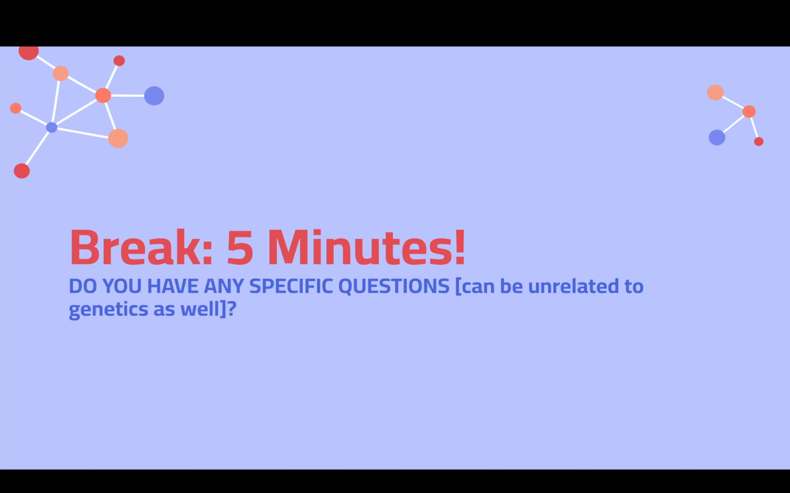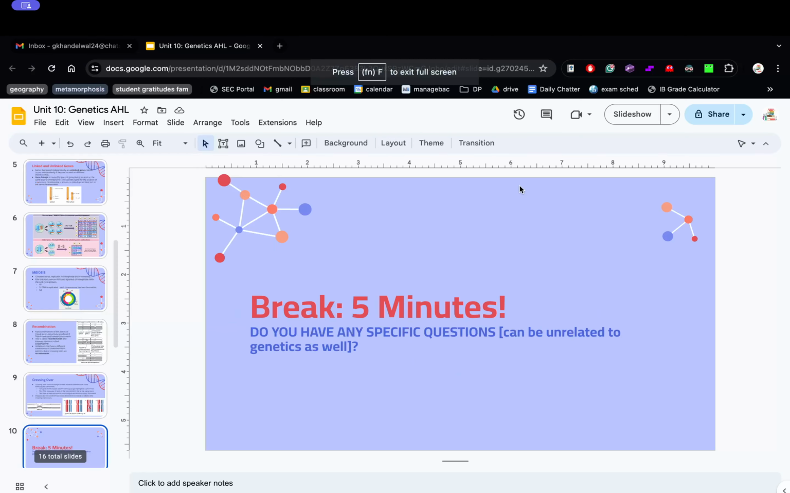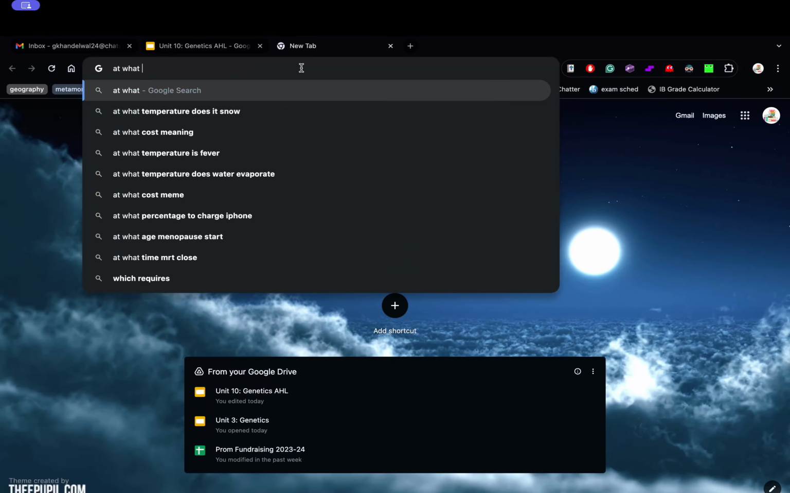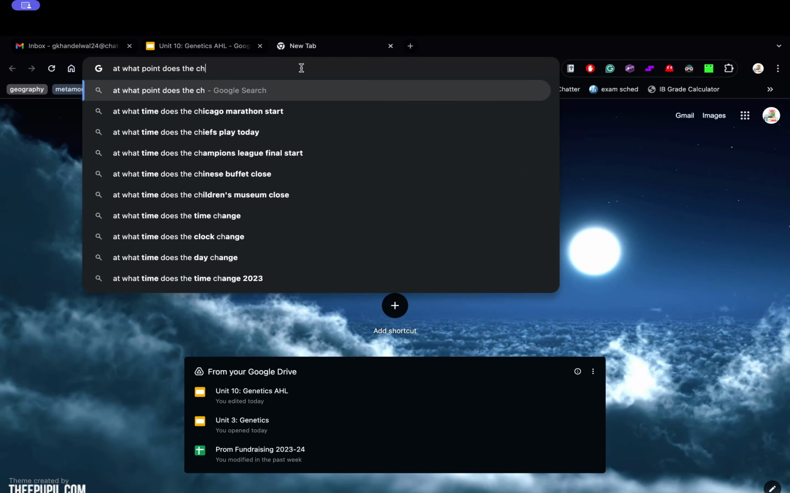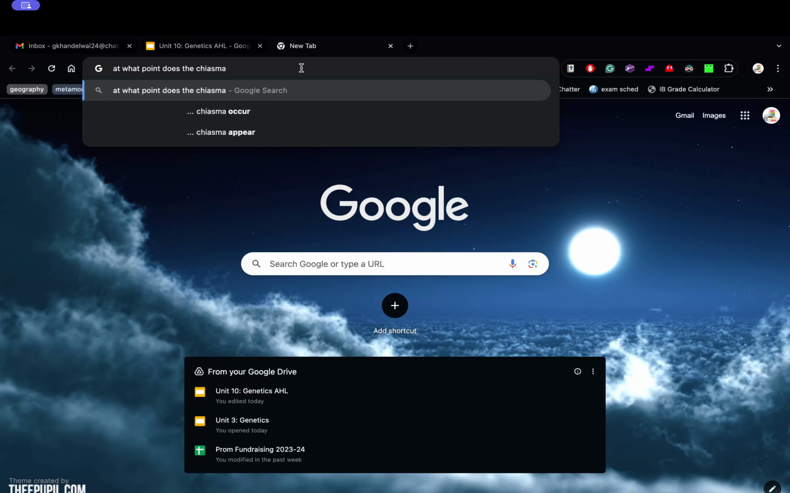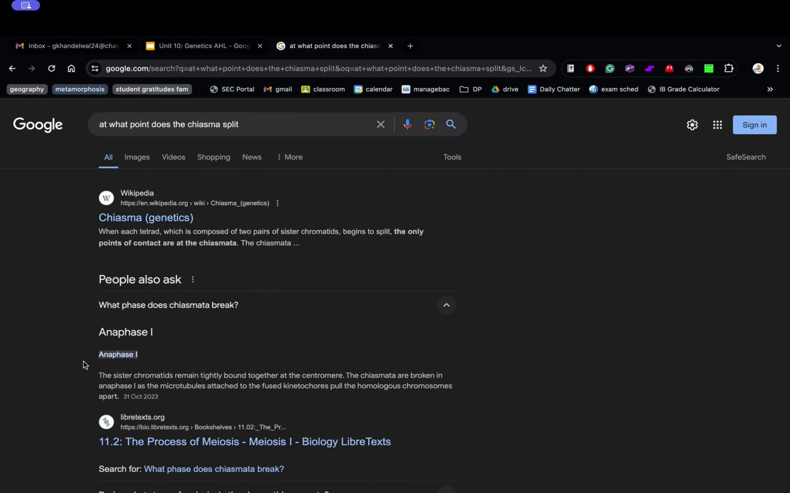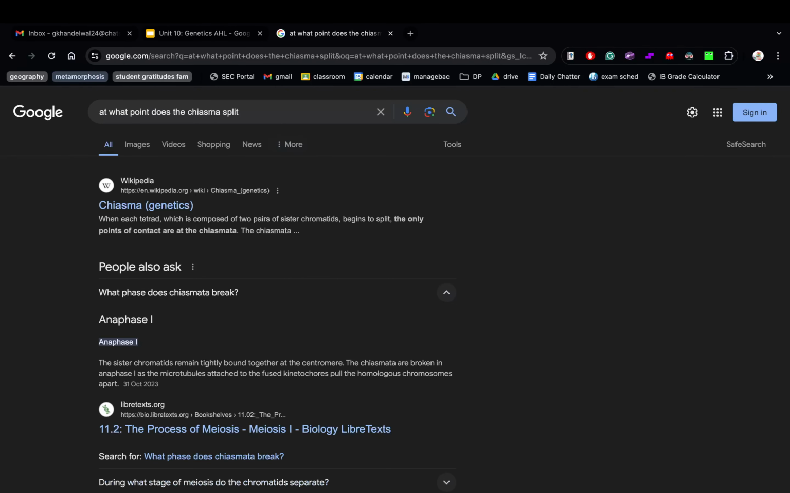Is chiasma only visible during prophase? I believe so. I can cross check just in case it's not. At what point does the chiasma split? During anaphase 1. So chiasma is visible at all points up until anaphase, at which point, when it's pulled apart, the chiasma will split.